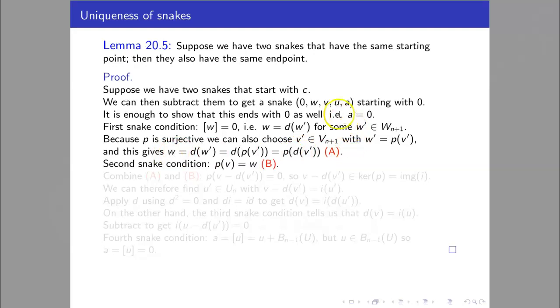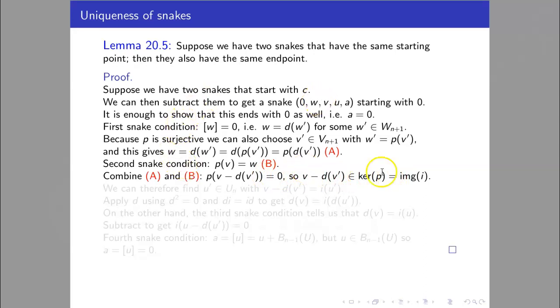Then remember we've got this snake here, and the second condition for a snake is that p of v should be w. We're going to call that (b). So we combine these two things. p v is the same as p of d v prime; they're both equal to w. So if we take p of v minus d v prime, that's just 0. By combining (a) and (b), you see that p of (v minus d v prime) is 0. In other words, this v minus d v prime is in the kernel of p.